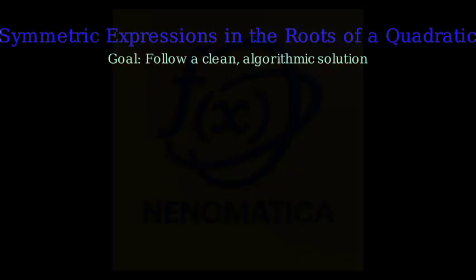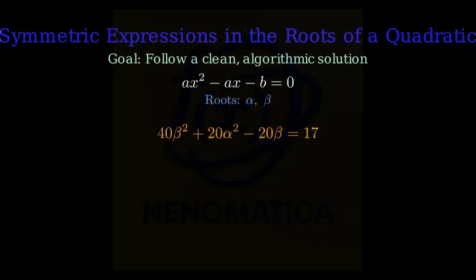The strategy is to rewrite the given expression in terms of the sum and product of the roots, then solve step by step, and finally compute the difference between the roots. We are told that alpha and beta are the distinct roots of the quadratic ax squared minus ax minus b equals 0. We are also given the numeric relation 40 beta squared plus 20 alpha squared minus 20 beta equals 17. Our task is to find the difference of the roots, the absolute value of alpha minus beta.